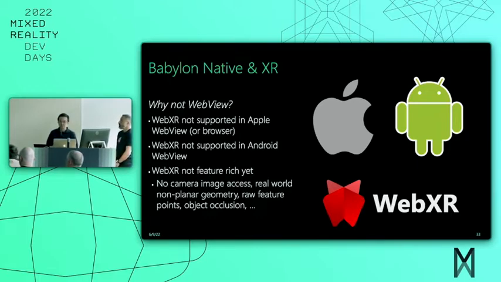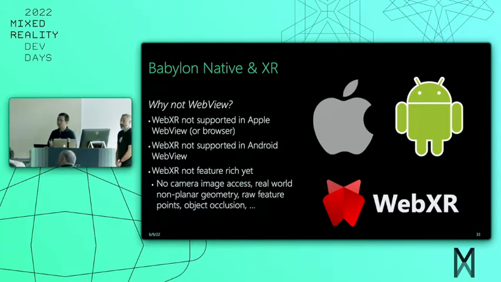Right? But with Babylon Native, because we're not bound by a browser, we can do anything, right? So we have direct access to the underlying platform APIs. And thus, we don't have to wait for these features to be defined or implemented in a browser before we can use it. Okay.